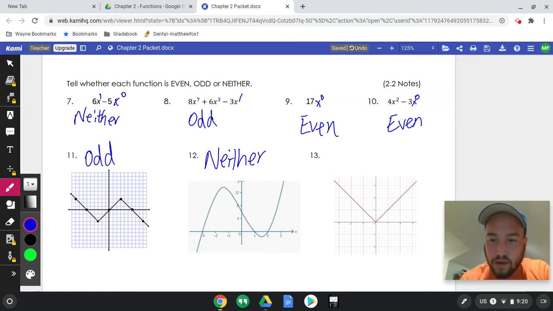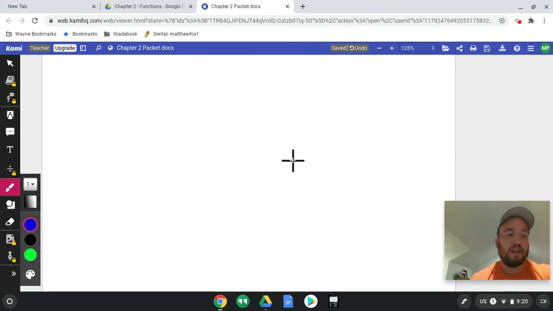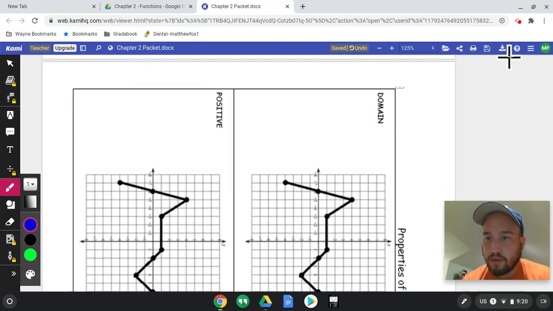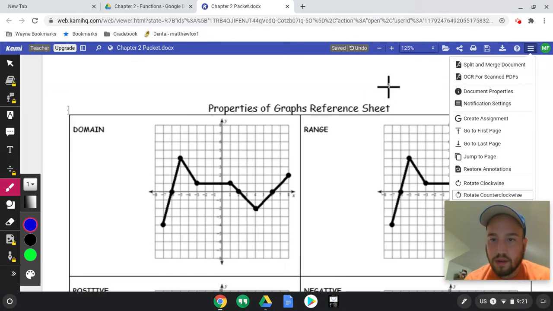Okay, and then this final one, that is symmetric over the y-axis, so that is what we call even. All right, so that was a little bit of review for us, and now we want to review these properties. So let me quickly rotate my picture. So I need to rotate it there.